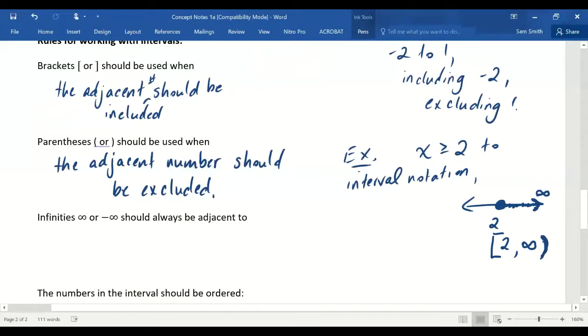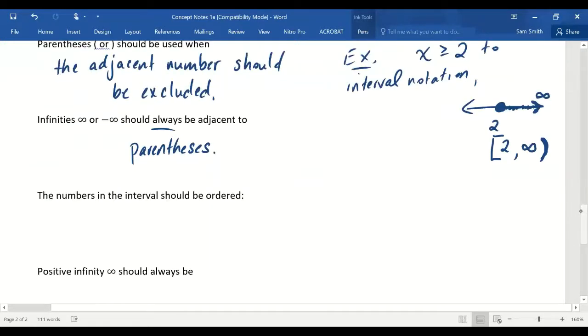And the reason is that infinity is not a number. Infinity is more of a concept than it is an actual value. And so we never ever include it in the interval. In general, infinities, either positive or negative infinity, should always be next to parentheses. Always, always.